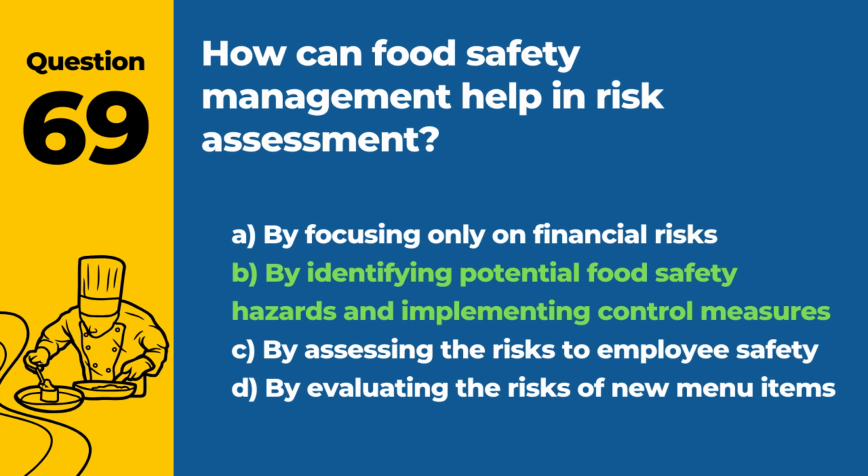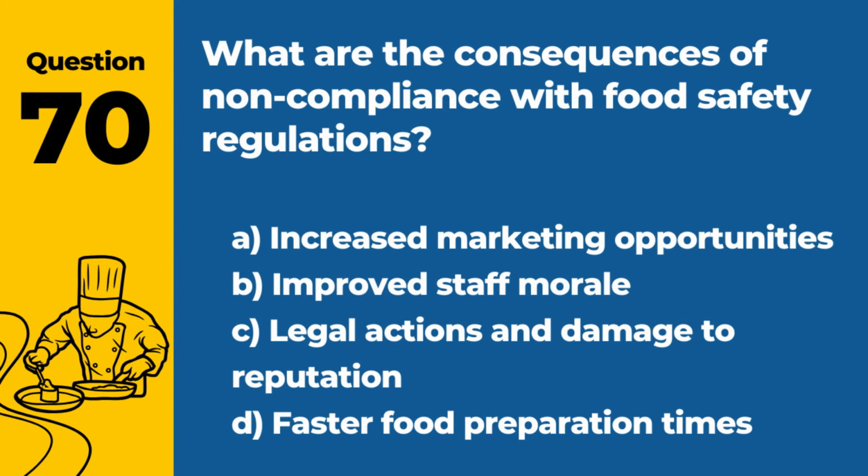Answer. B. By identifying potential food safety hazards and implementing control measures. Food safety management helps in risk assessment by identifying potential food safety hazards and implementing control measures to reduce these risks. Question 70. What are the consequences of non-compliance with food safety regulations?